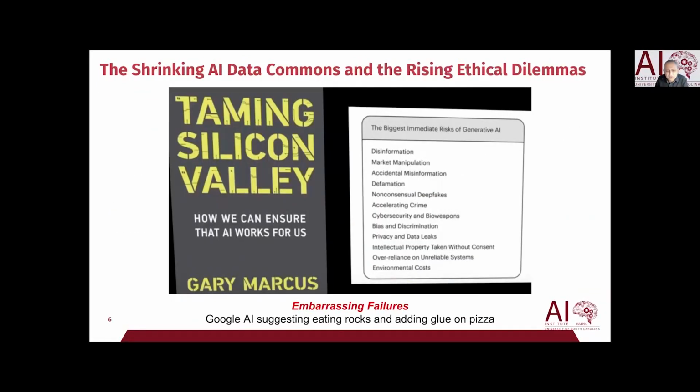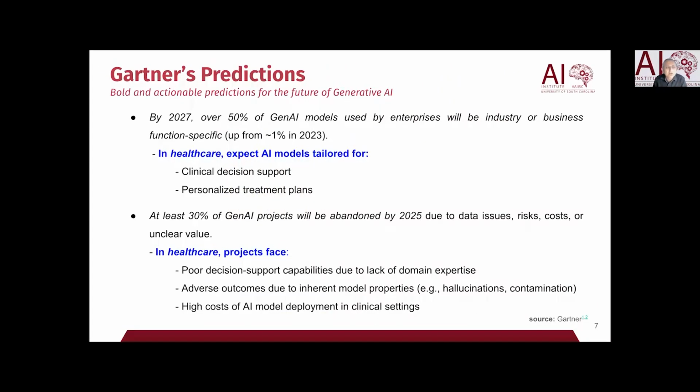A book has just come out last month, and Gary Marcus discusses several of the risks there. Some of them are quite relevant to healthcare. We know the embarrassing failures like AI suggesting eating rocks and adding glue on pizza. But it becomes more nuanced in that when you are communicating with the patient, it's important that the right language is used.